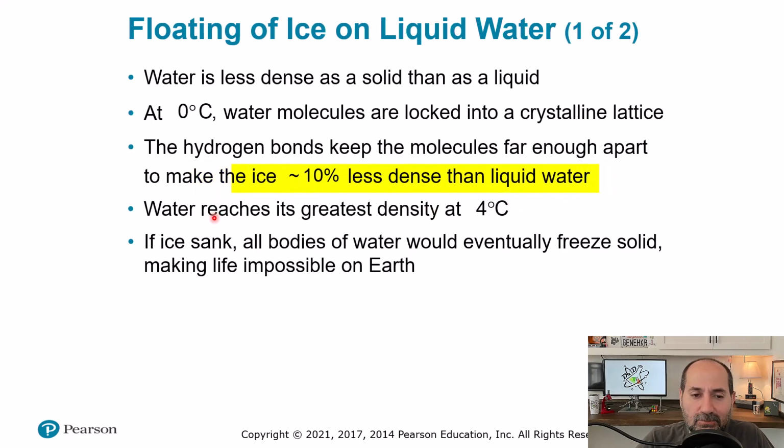In fact, liquid water reaches its greatest density at 4 degrees C. This is right before it freezes. So what you need to know is that ice is less dense than water, and this is why ice floats on top of water and what allows life to be possible on Earth. Because if ice sank, pretty soon the oceans would freeze over and life wouldn't be possible in the oceans.